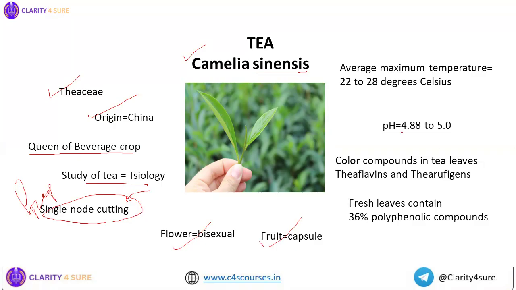Next, tea prefers an acidic soil range. That is why tea is mainly grown in hilly areas, where soil pH is generally acidic. Also, why is tea grown in upland areas? Because tea cannot tolerate waterlogging. Then a very important question: the color compounds in tea are due to what? Theaflavins and thearubigins. Fresh leaves of tea contain 36% polyphenolic compounds.